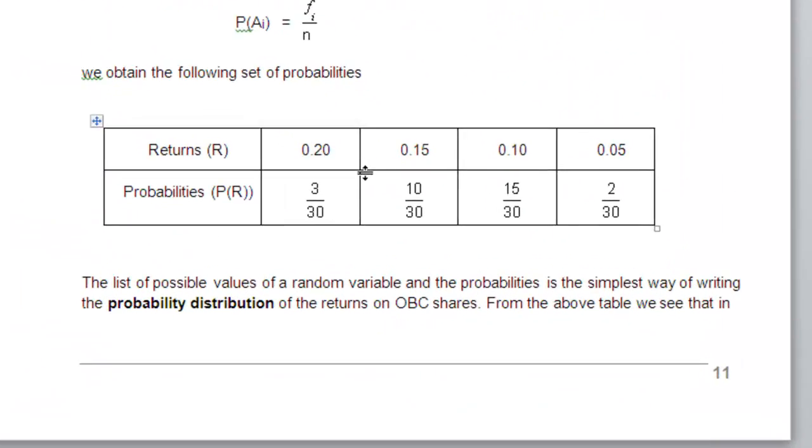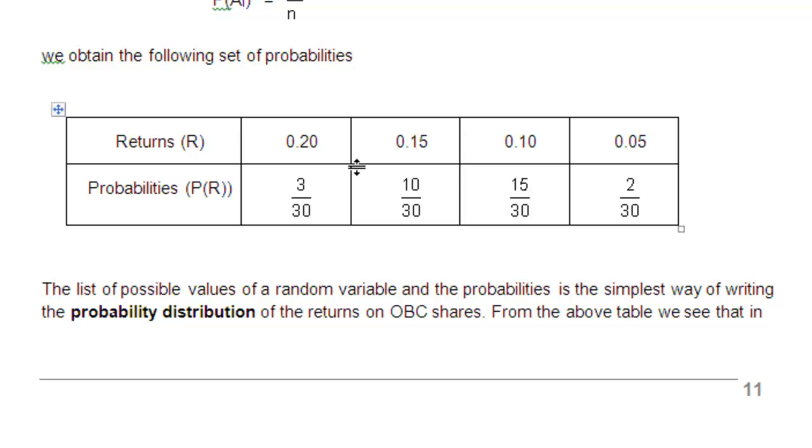Now, this is a completely made up example, and we're adopting a relative frequency approach. The idea is that we looked at the returns on a particular stock or share, and we found that 3 times out of the last 30 periods there was a return of 20%, 10 times out of 30 there was a return of 15%, 15 times out of 30 there was 10%, and twice there was a return of 5%.